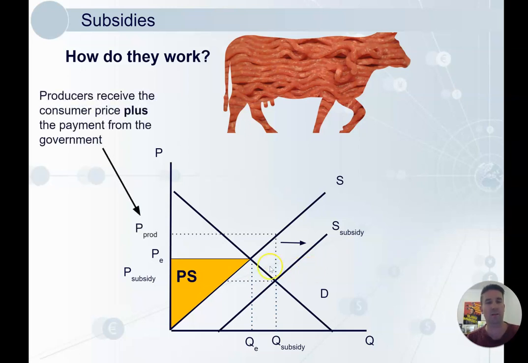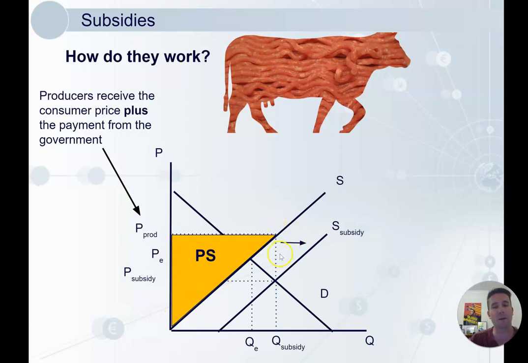But producer surplus increases. The important thing to know is that producers receive the consumer price. Remember, the price in the market has dropped. It used to be P equilibrium. Now it's P subsidy. So they get that price, but then they also get that vertical distance, that dollar amount per unit. So they get the price from the consumers plus the dollar amount per unit. Effectively, they receive P prod, the producer price. So that increases their producer surplus to this area.